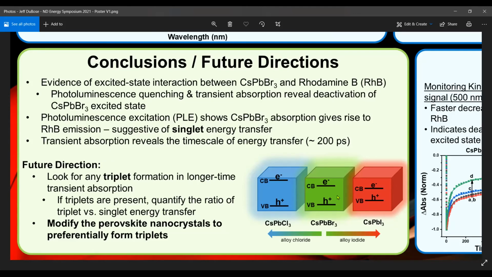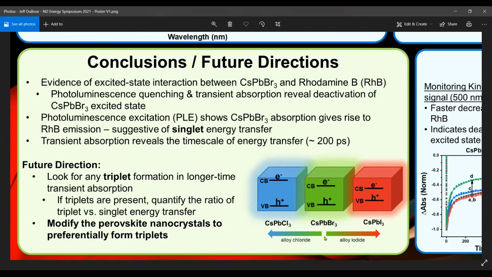As I hinted at the beginning, one nice thing about these nanocrystals is they're very chemically tunable. We start with the cesium lead bromide nanocrystals, but what we can actually do is alloy a little bit of iodide into the nanocrystals, and that takes the energy levels of the parent nanocrystal, and that can either make it a smaller energy gap or a larger energy gap if, for example, we alloy a little bit of chloride.